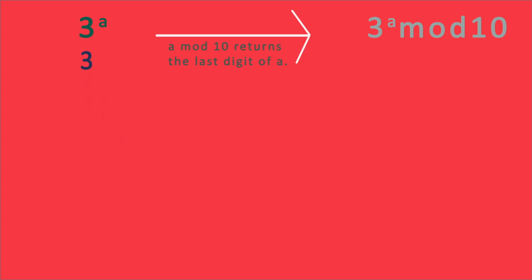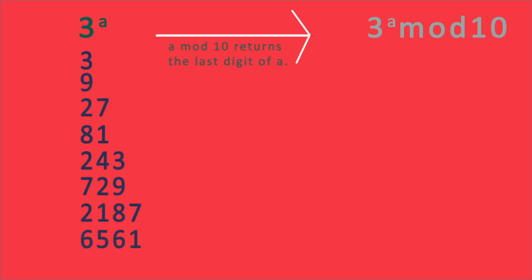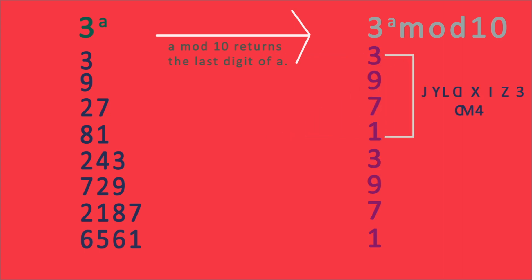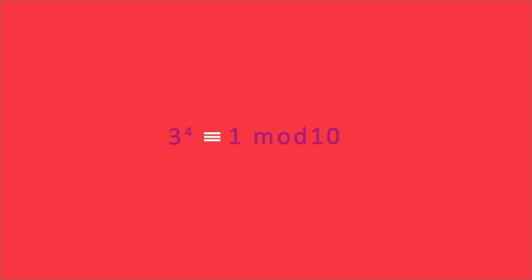Now let's look at the remainders of 3^a mod 10. The powers of 3 are 3, 9, 27, etc., which return the remainders 3, 9, 7, 1, and so on. Notice how it forms a repeating pattern? The number of occurrences in this pattern is known as the period of the original number. Thus 3^4 is congruent to 1 mod 10.